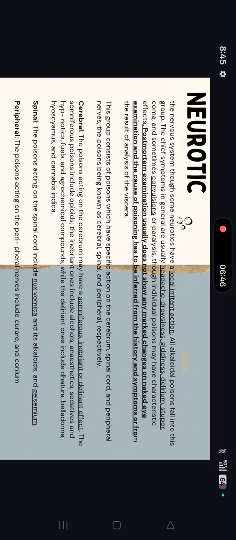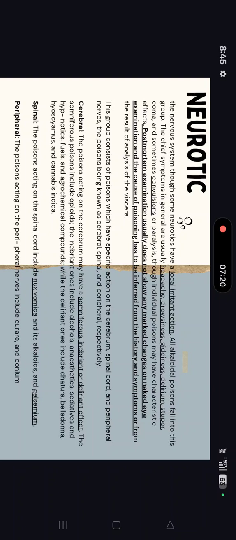Now the inhalation or ingestion of the neurotic substance is not found out in the post-mortem examination, but it is found through the history and symptoms of the patient, and also by analysis of the viscera, mainly the stomach, duodenum, jejunum and ileum. By analysis of the viscera, we can say that the patient has taken the neurotic poison.